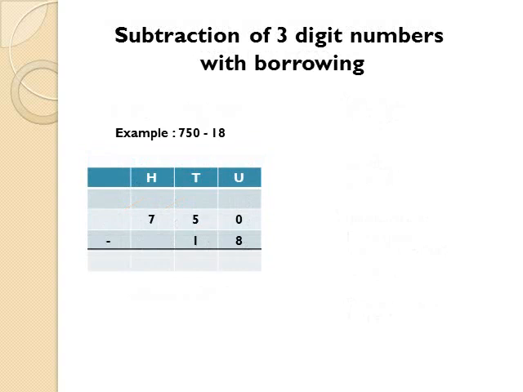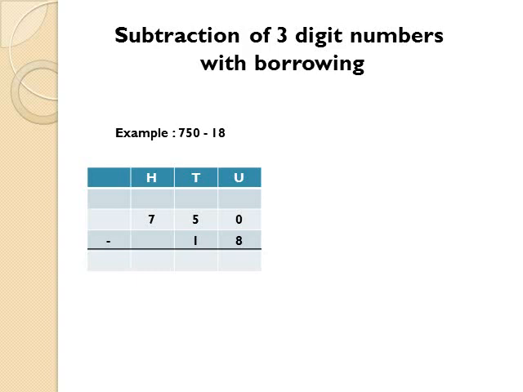Study this example. 715 minus 18. Now arrange the digits in place value chart and start from units place. See the digits in units place. 0 and 8. We cannot subtract 8 from 0. So we need to borrow from tens place.